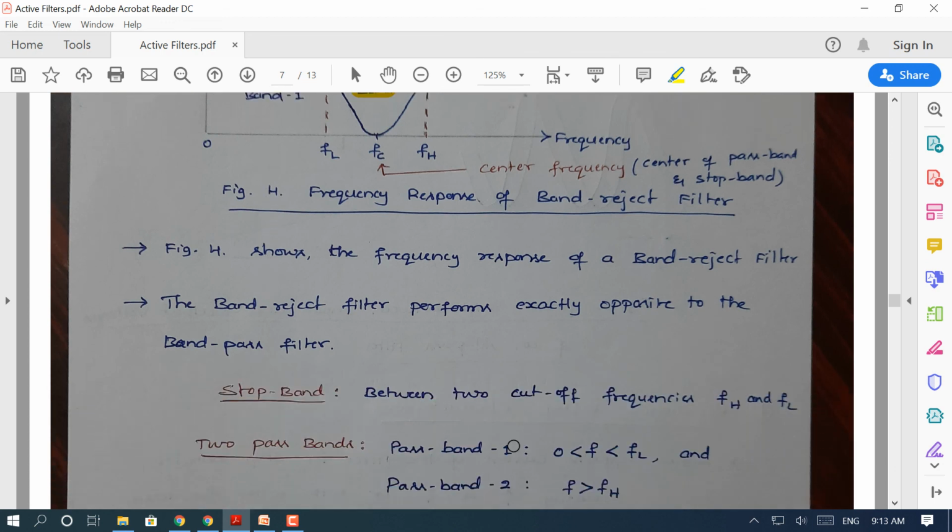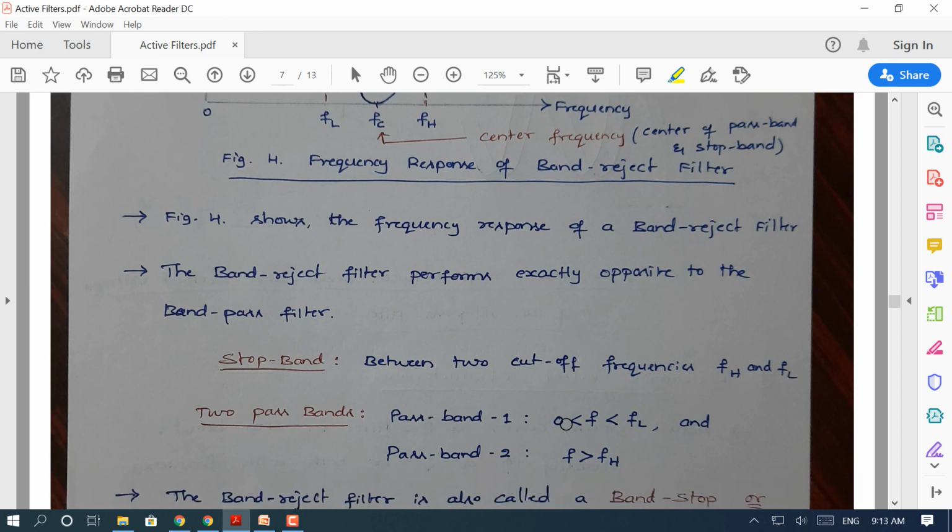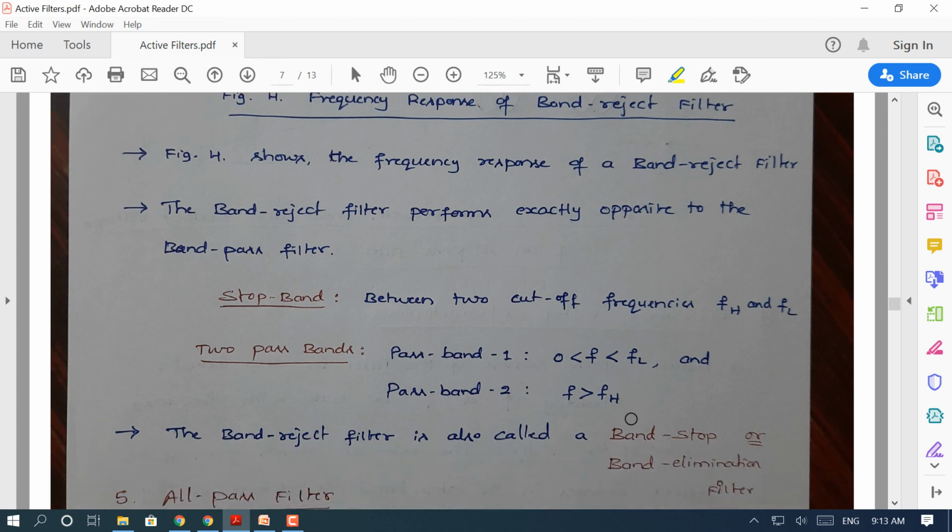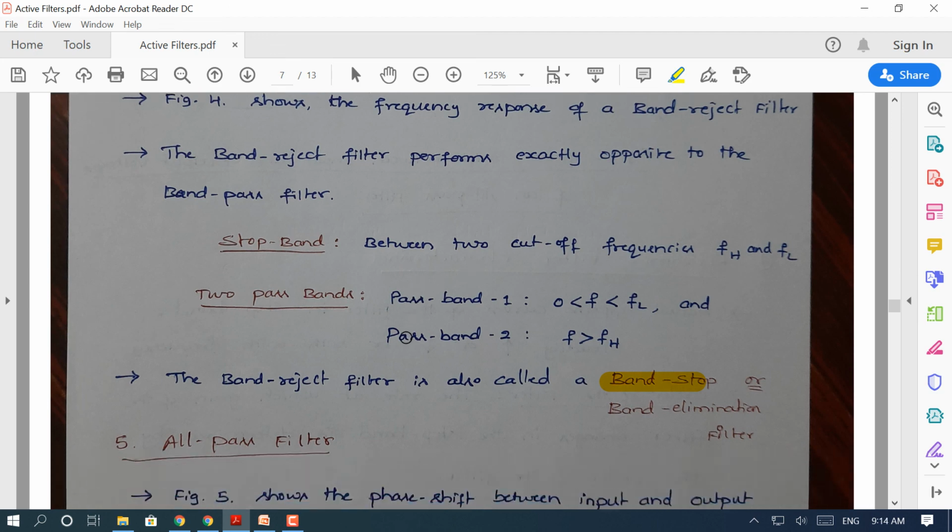The stop band exists between the two cutoff frequencies FH and FL, and there are two passbands. Passband 1 is for the frequencies 0 to FL. Passband 2 is for the frequencies above FH. The band reject filter is also called by other names such as band stop filter or band elimination filter. So this is the explanation for the band reject filter.